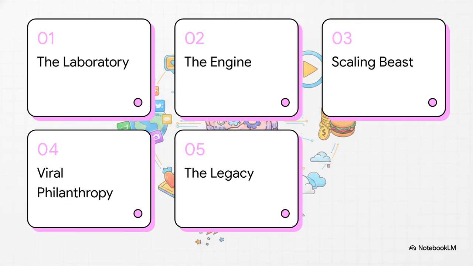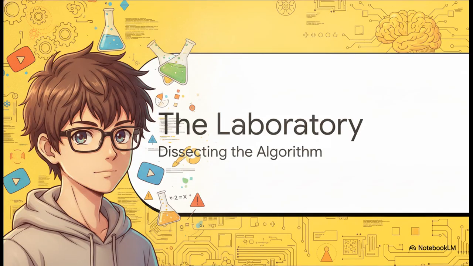Today, we're tearing down this beast machine into 5 core schematics. 1. The laboratory. 2. The reinvestment engine. 3. Scaling Beast Industries. 4. Viral philanthropy. And 5. The legacy. Part 1. The laboratory, dissecting the algorithm.